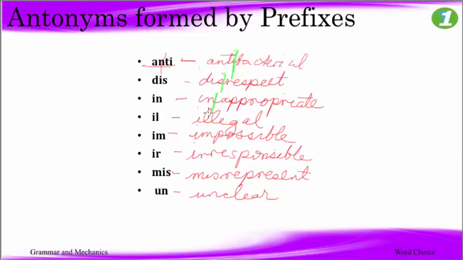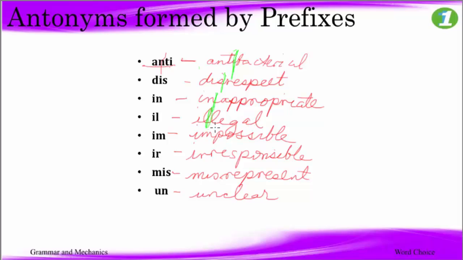And we could do the same here again for illegal. Il added to legal makes something no longer legal. So he brought an illegal firearm into the venue. That is, he does not have any authority. He is not legal.